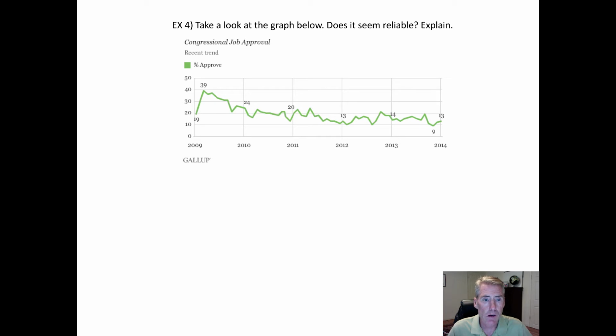Well, it seems to go up and down, mostly down though. So the numbers, 13%, 14%, 20%, from what I've heard in the news, that seems reliable. Also, it comes from the Gallup poll. Gallup is an organization that's been doing polling for many, many years. They're neither Republican or Democratic. They're independent. So I would say, yeah, I think I could believe that.